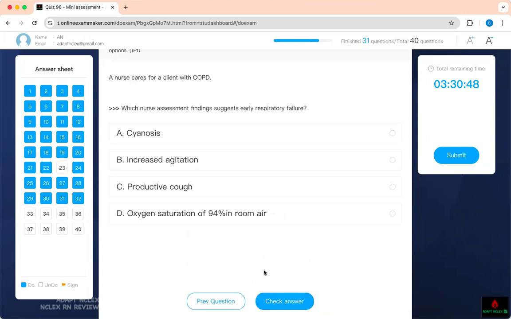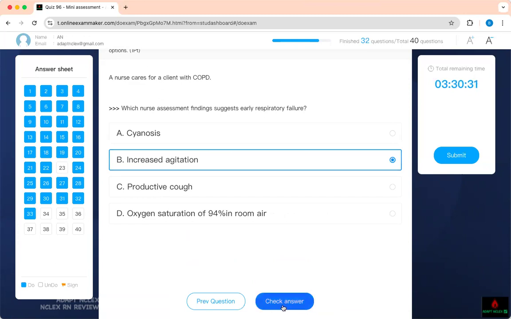Which assessment findings suggest early respiratory failure in a client with COPD? Oxygen saturation of 94 is normal for COPD. They may have a productive cough, they may have cyanosis because of chronic hypoxia, but if you have increased agitation, that means air hunger.